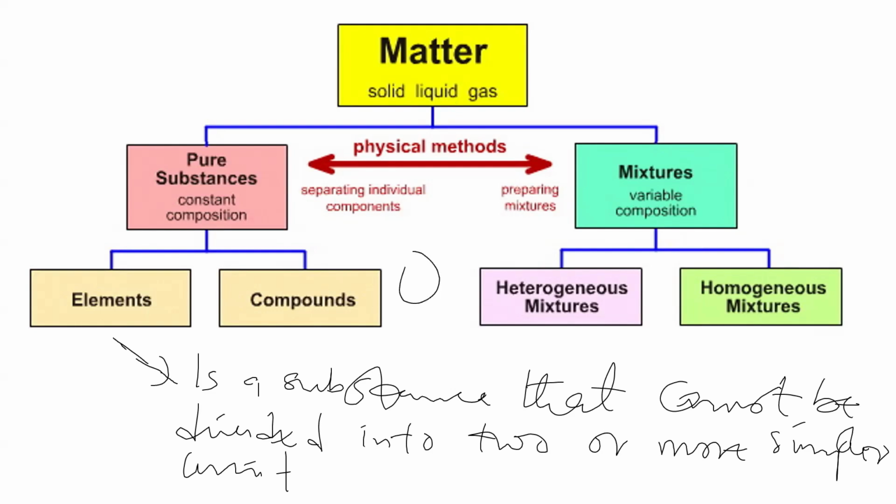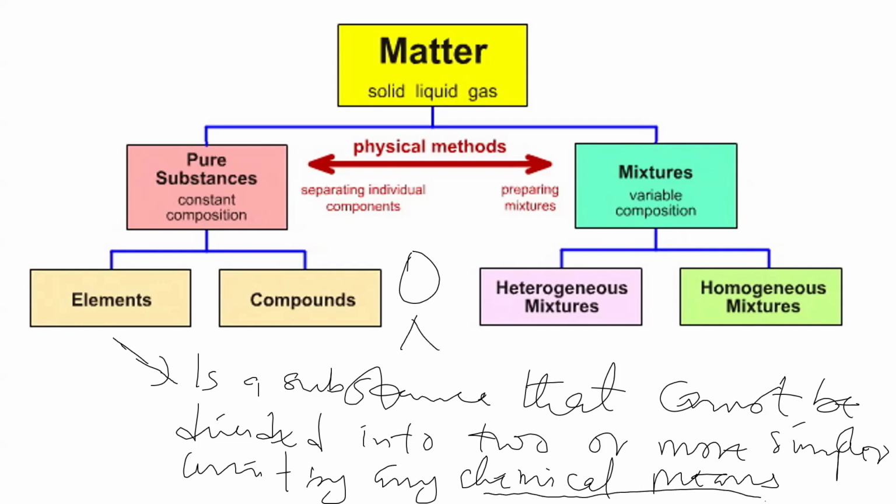Which means that if this is oxygen, it cannot be divided by chemical means. So when we say an element is a substance that cannot be divided into two or more simpler units by any chemical means, it means that if this is sodium, sodium cannot be divided into two. And if you have aluminum, it cannot be divided into two. So that is what you call an element.